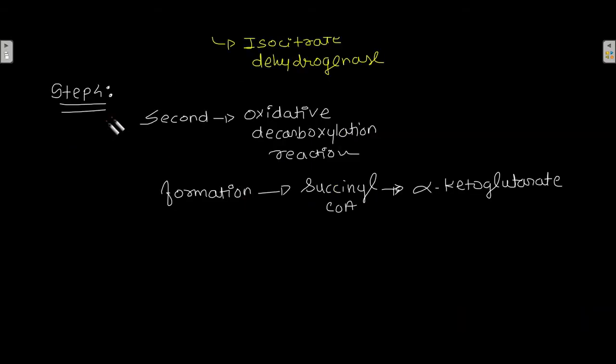Now in step 4, a second oxidative decarboxylation reaction takes place, which results in the formation of succinyl coenzyme A from the alpha-ketoglutarate. Alpha-ketoglutarate is subjected to oxidative decarboxylation, which converts it into succinyl coenzyme A. So there is formation of succinyl coenzyme A in step 4 of the Krebs cycle.